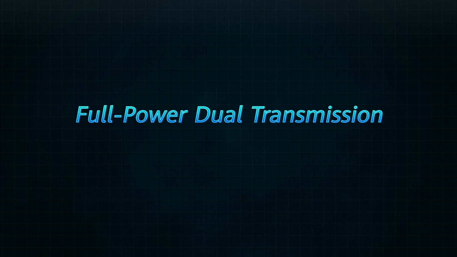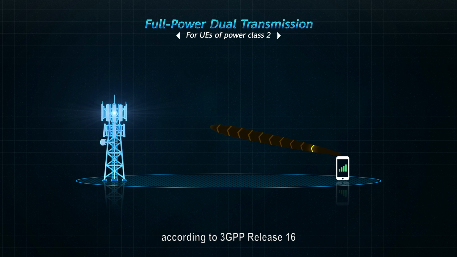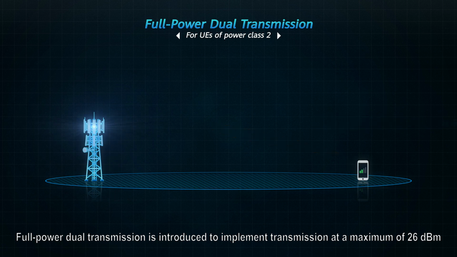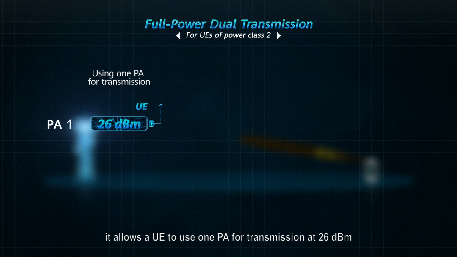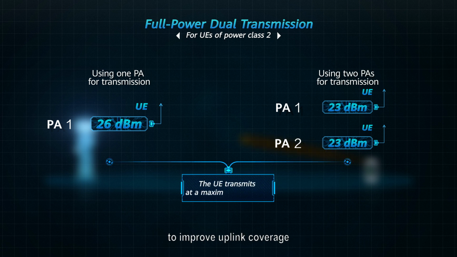Full power dual transmission. The maximum transmit power defined for Power Class 2 is 26 dBm, according to 3GPP Release 16. Full power dual transmission is introduced to implement transmission at a maximum of 26 dBm. Specifically, it allows the UE to use one PA for transmission at 26 dBm or two PAs with each for transmission at 23 dBm to improve uplink coverage.